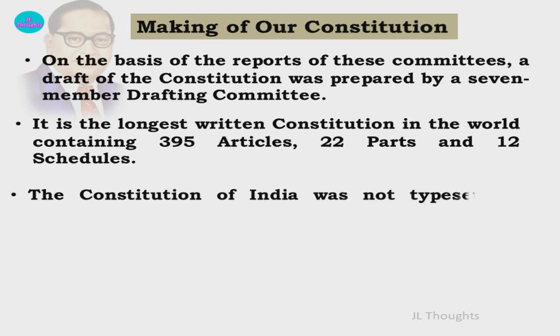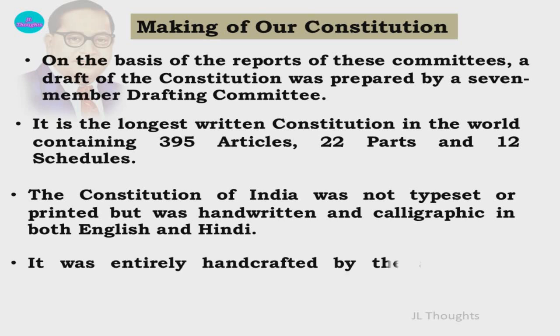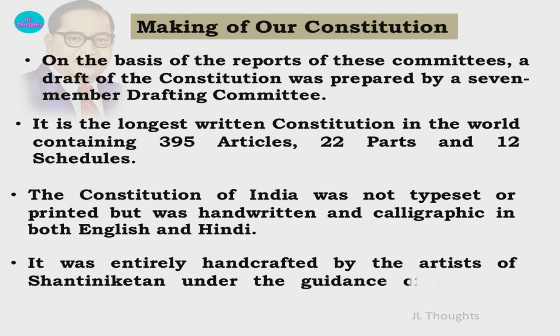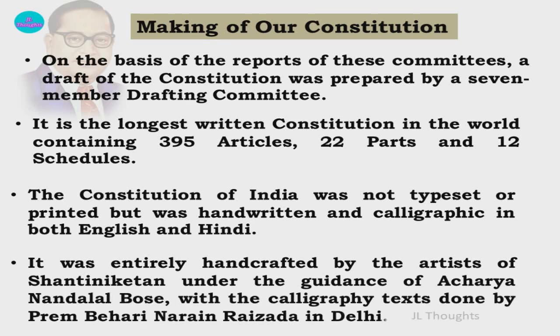The Constitution of India was not typeset or printed, but was handwritten and calligraphed in both English and Hindi. It was entirely handcrafted by the artists of Shantiniketan under the guidance of Acharya Nandalal Bose, with the calligraphy text done by Prem Behari Narain Raizada in Delhi.